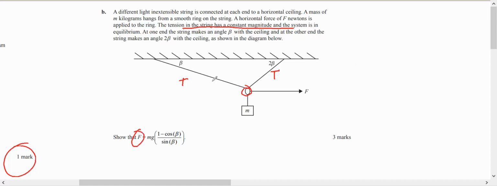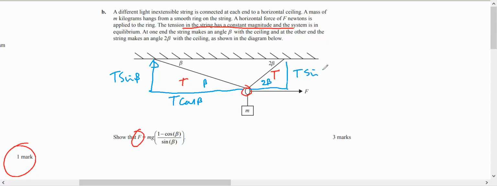Okay, so if I break my T into this angle and this angle, there's beta. So that's T cos of beta, and that's T sine of beta. Now if I break this into 2, that's 2 beta there. So that's T sine of 2 beta, and that's T cos of 2 beta. Okay, so i's and j's.